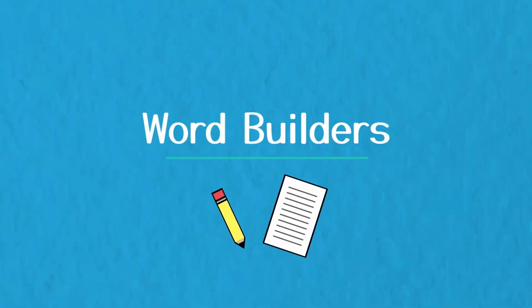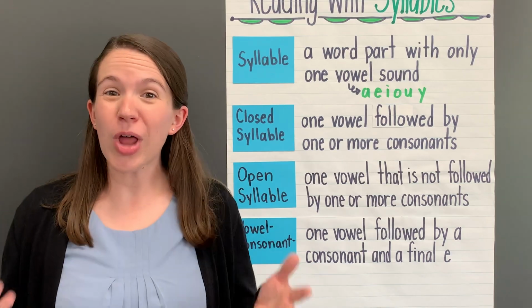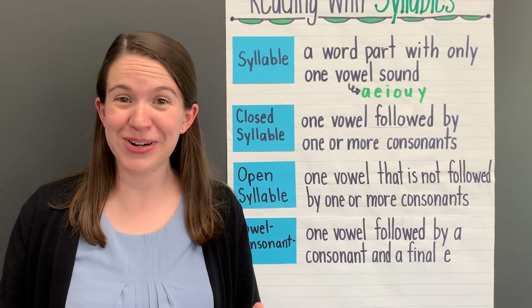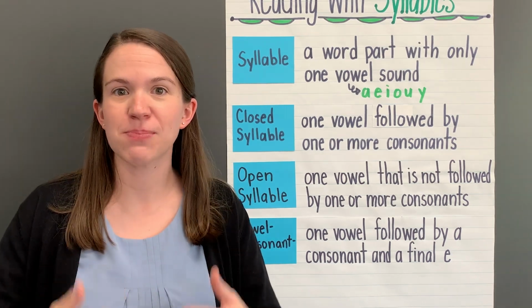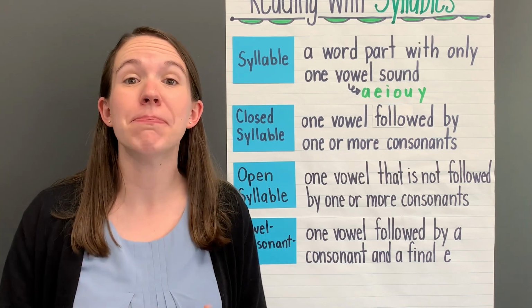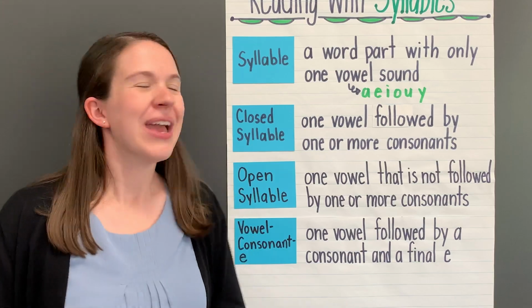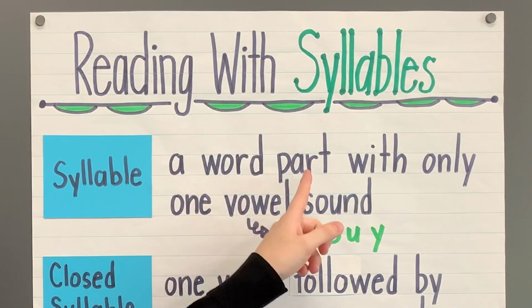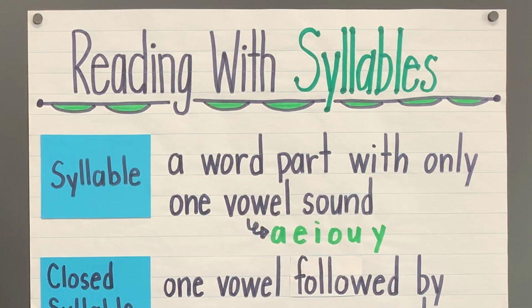Our goal today is to understand the vowel-consonant-e syllable. We'll also practice reading words that have this syllable type when the word has more than one syllable. Let's start by reminding ourselves what a syllable is. A syllable is a word part with only one vowel sound.